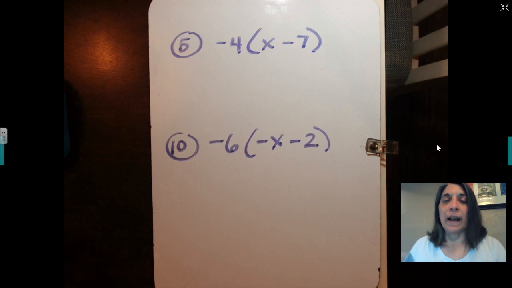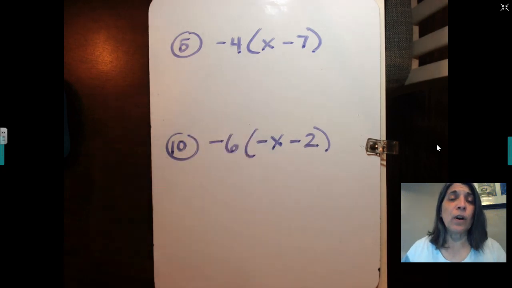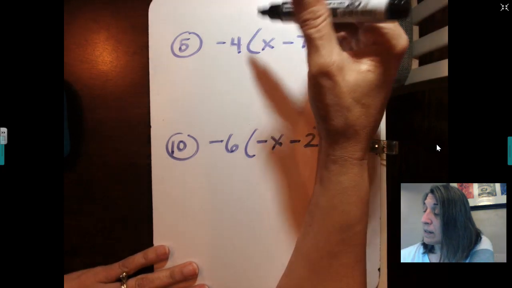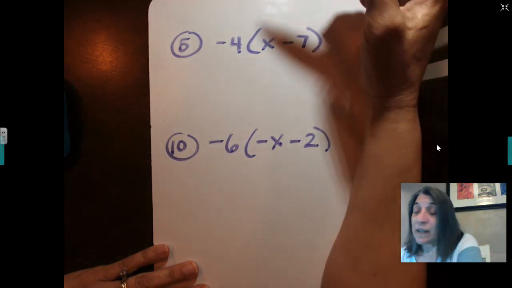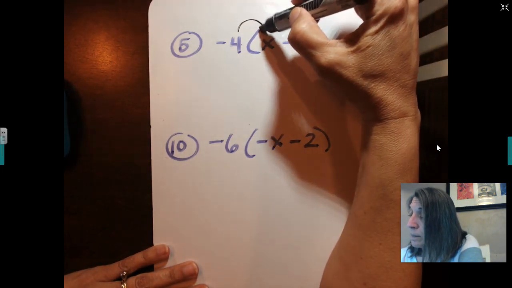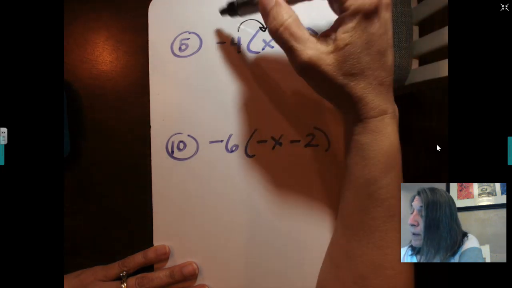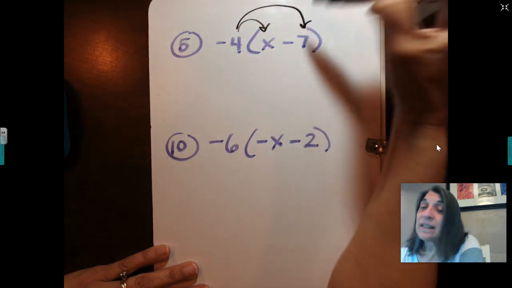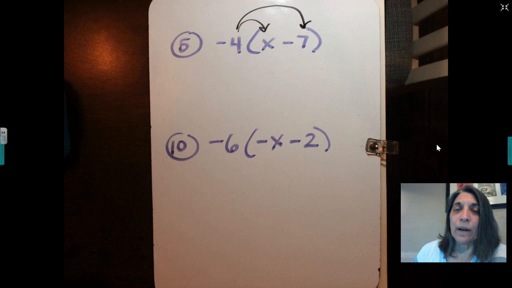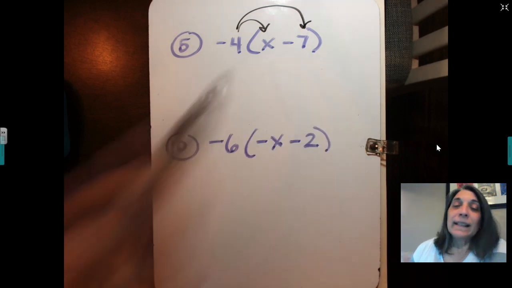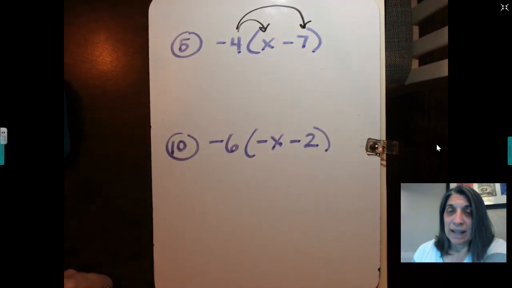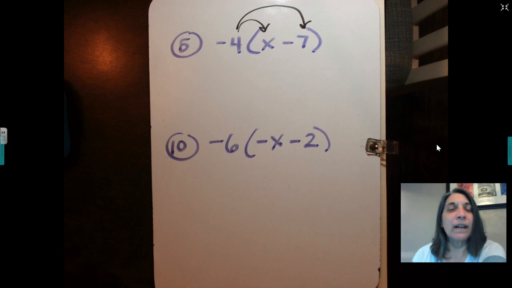So this was number 5. You've got a -4 that needs to be distributed to both factors inside your parentheses. The x needs to be multiplied by -4 and the 7 needs to be multiplied by -4. Now, when I look at that, I think it's a -7 in my mind. But then I realized, okay, I don't think I've ever really explained it to you guys that way. It's just -7. How is it a -7?